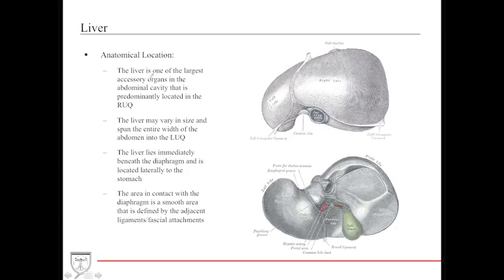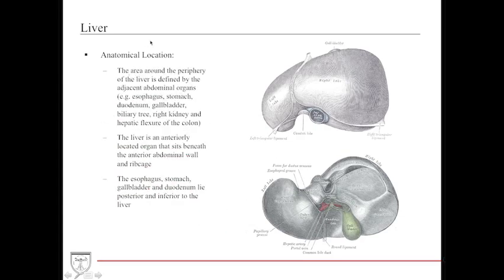So the liver is one of the largest accessory organs in the abdominal cavity and is located in the right upper quadrant. However, there are certain situations where it may present with the liver spanning the entire width of the abdomen and reaching the left upper quadrant. The liver lies immediately beneath the diaphragm and is located laterally to the stomach. It also comes into contact with the diaphragm, causing the top of the liver to be a very smooth area. And it's defined by what are called the ligaments or fascial attachments that we'll discuss in a little bit.